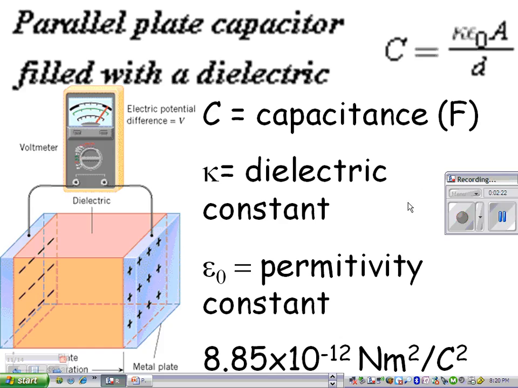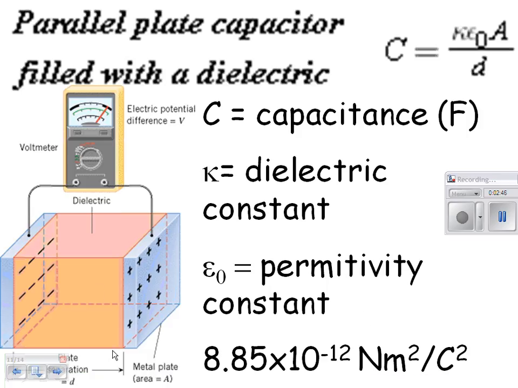Here's our other equation. C equals kappa times epsilon naught times the area of the plates divided by D. Now C is the capacitance measured in farads. Kappa is a dielectric constant. It's different for different materials. Paper is different than cardboard, and then Styrofoam, etc. Epsilon naught is called the permittivity constant, and it has a value of 8.85 times 10 to the negative 12. And the units are coulomb squared per newton meter squared.